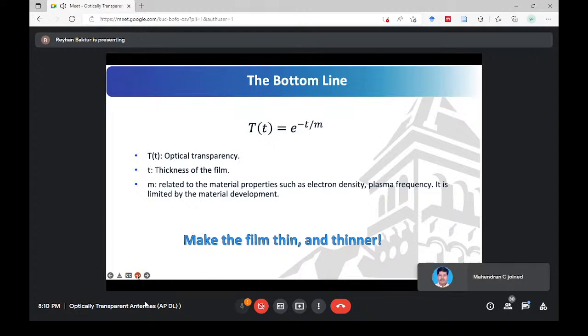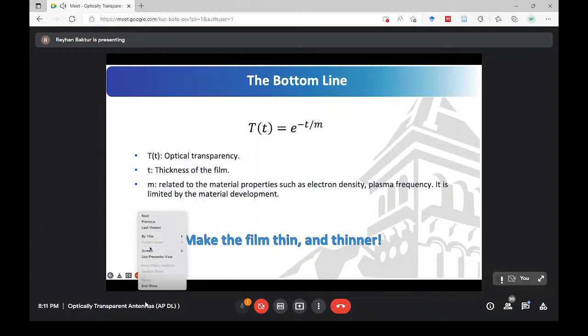For some reason, my laser pointer is not on. Let me try to get it on. Give me one second. I had it on before.